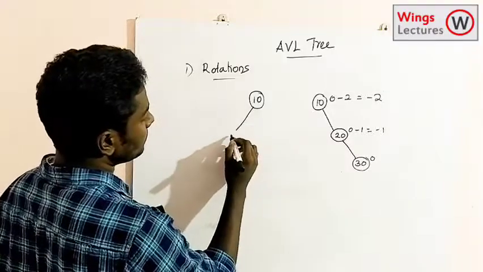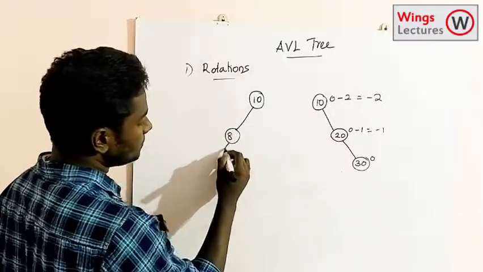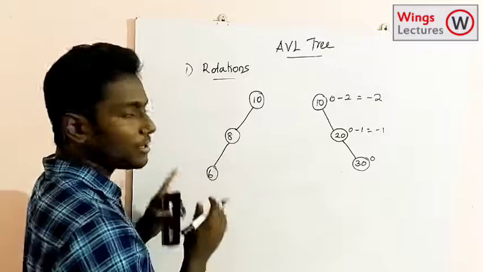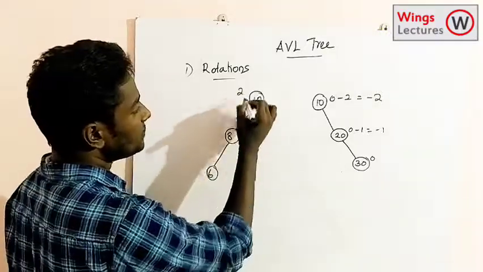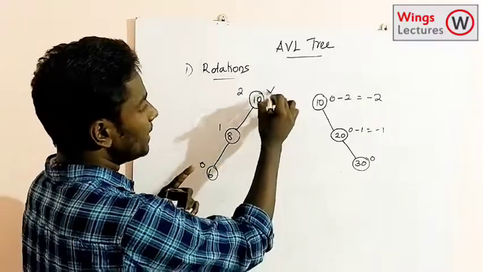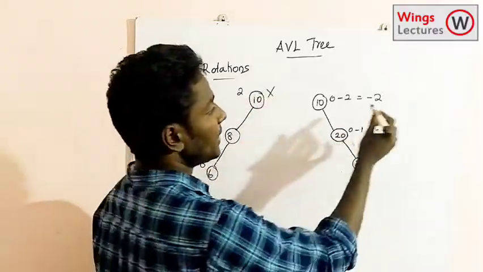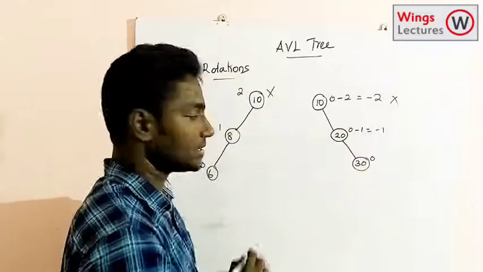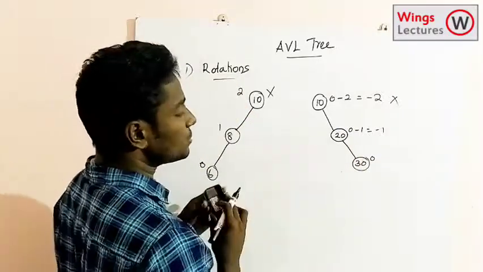10, 8, 6. For this case also the balance factor will be 2, 1 and 0. So here also we have to balance our tree. And what about other situations?